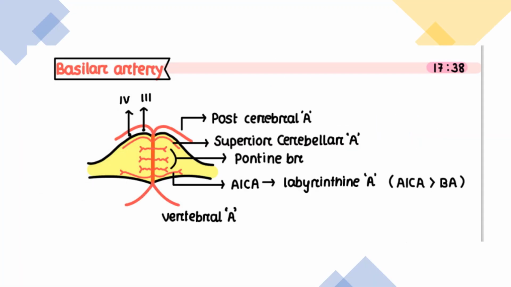Now coming to the basilar artery. The left and the right vertebral arteries combine to form the basilar artery. The basilar artery has various branches. The first is the anterior inferior cerebellar artery, the second is the pontine branch, the third is the superior cerebellar artery, and the fourth is the posterior cerebral artery, which takes part in the circle of Willis.